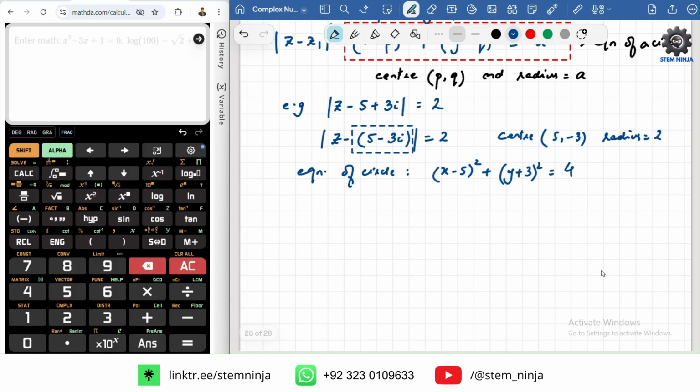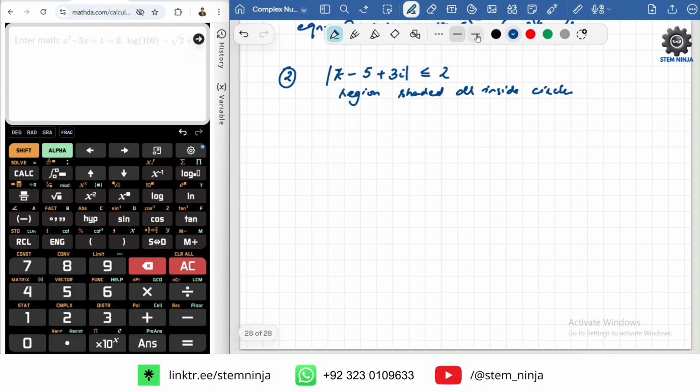And we can sketch this also now. Similarly, if this was the modulus of z minus (5 plus 3i) less than or equal to 2, the boundary would still be the equation of the circle, but the region shaded would be all inside the circle. So let's see what that means.